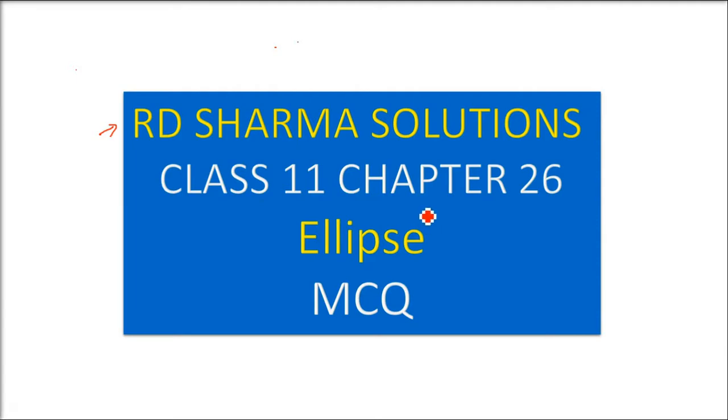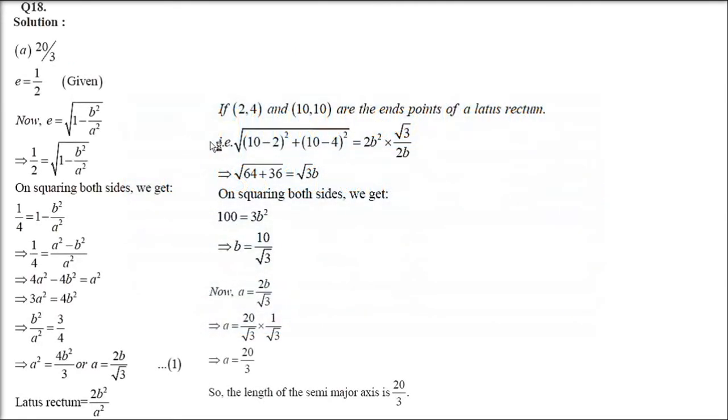This is R.D. Sharma's solution, class 11, chapter 26, ellipse. Multiple choice questions, MCQs. This is question number 18. Here, if (2, 4) and (10, 10), these are the coordinates.